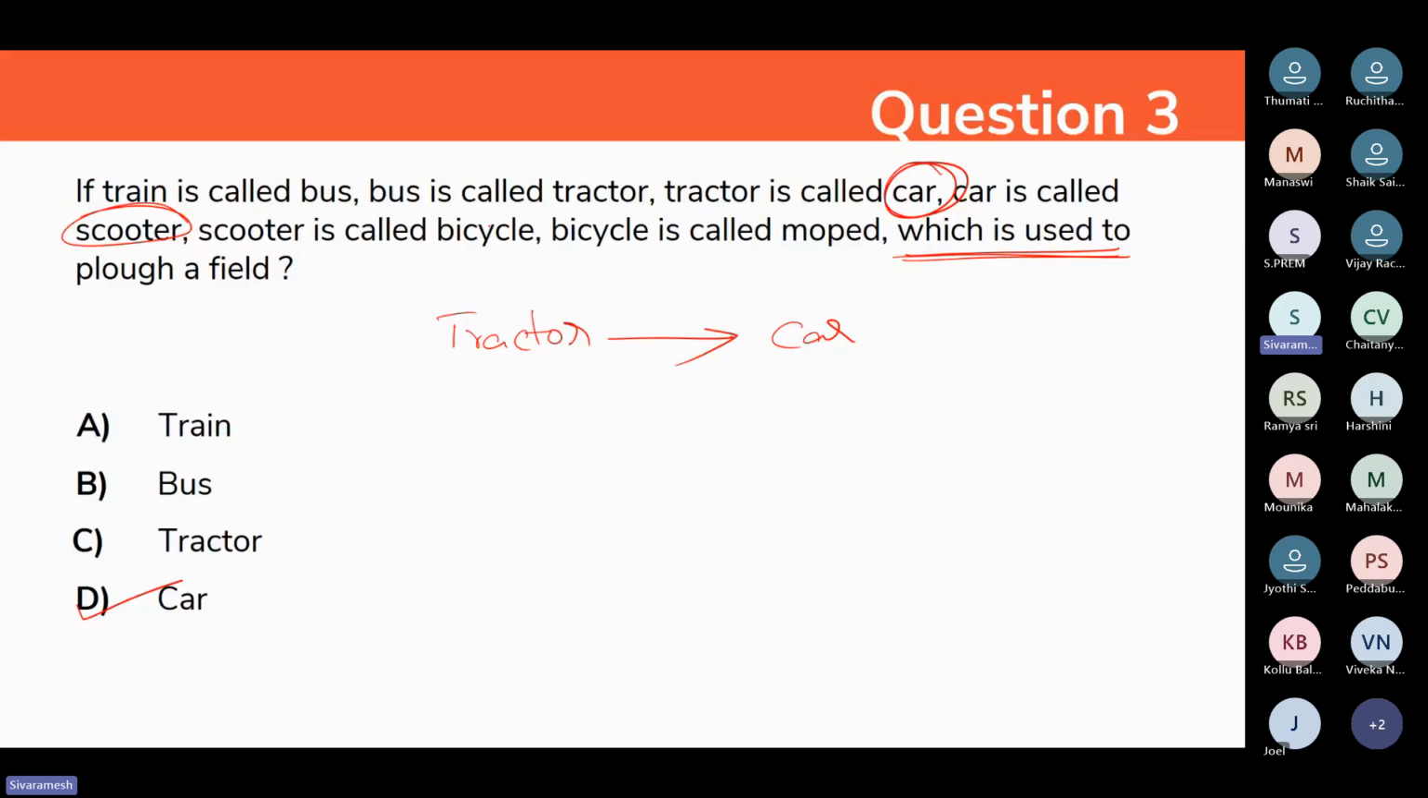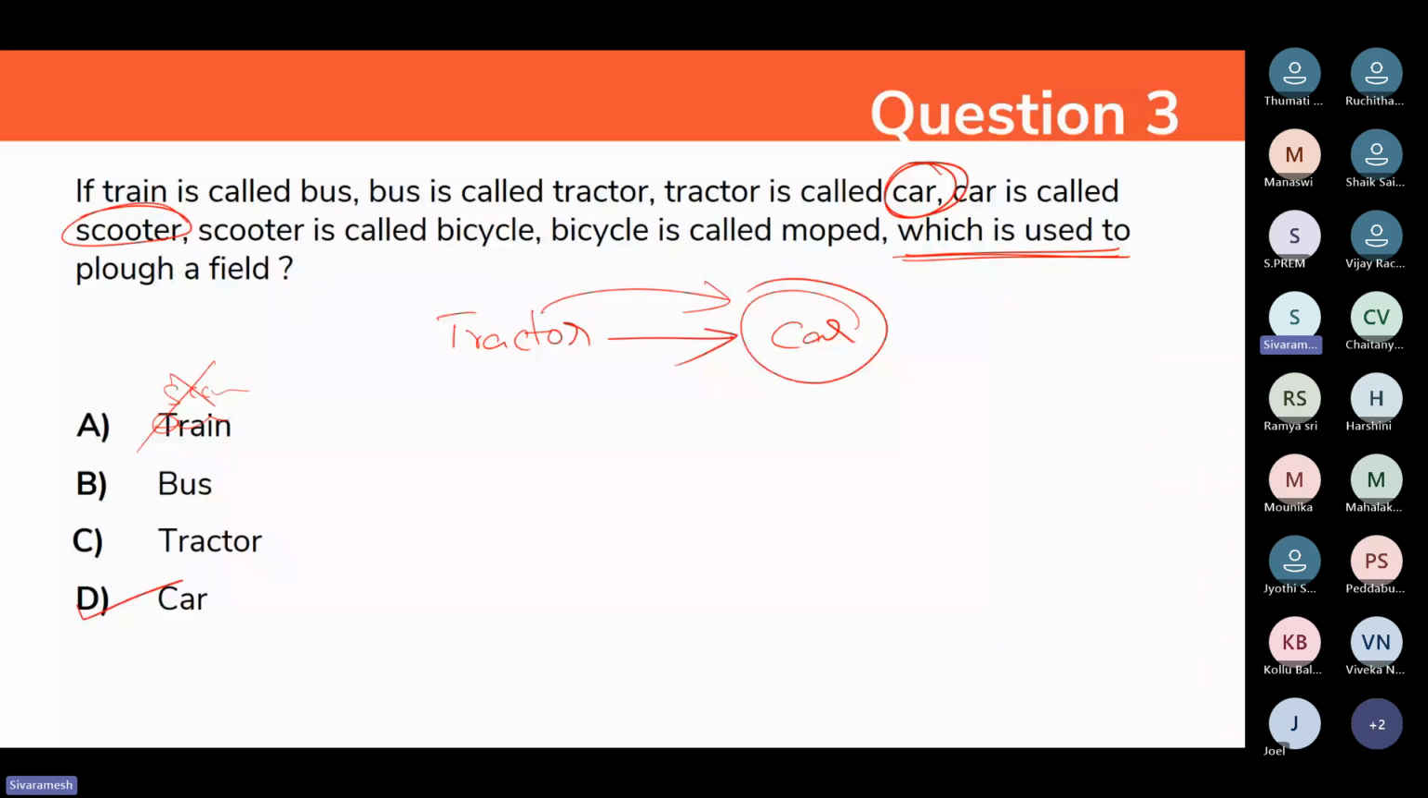If bicycle is called moped, you might be thinking that there are no options like this. What if I give one more option, like scooter in the first option? Can I consider scooter? No. Always remember you should consider only one particular word, which is used to plough a field, means tractor. Tractor is called car, and you should not connect with the same point again. Car is called scooter, scooter is called bicycle, bicycle is called moped and all. I'll tell you the reason. If you connect the points in a similar way, there is no point in asking the question, right? Hope you got my point.